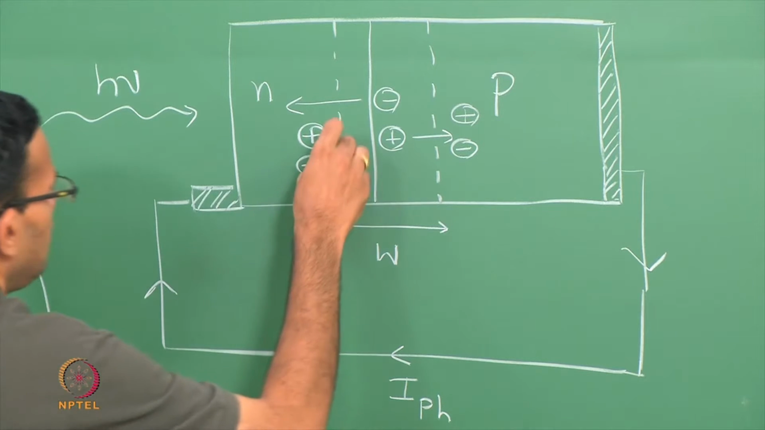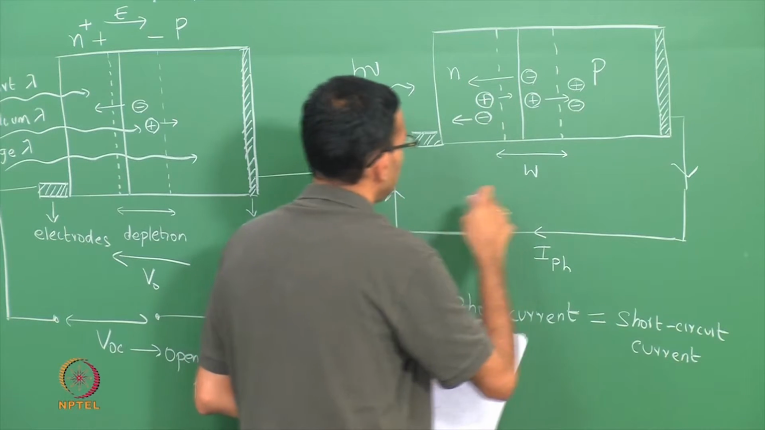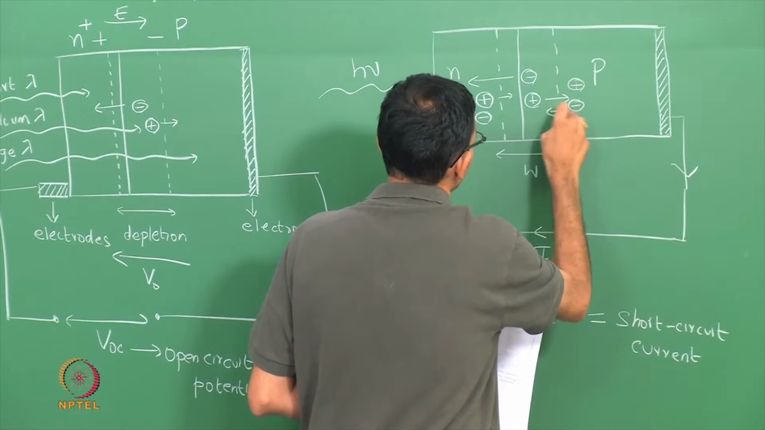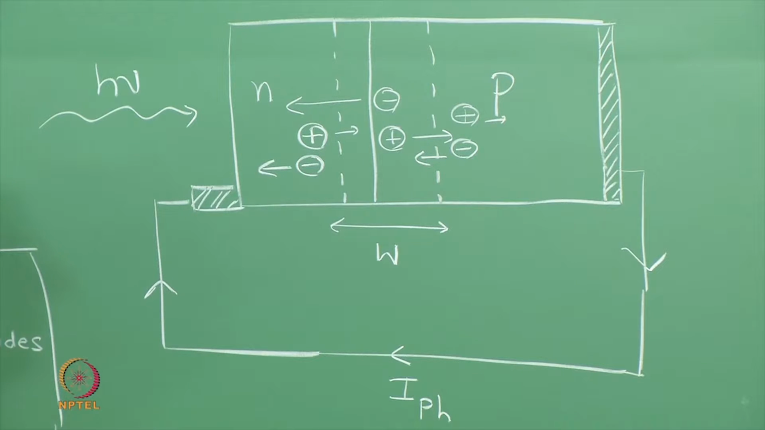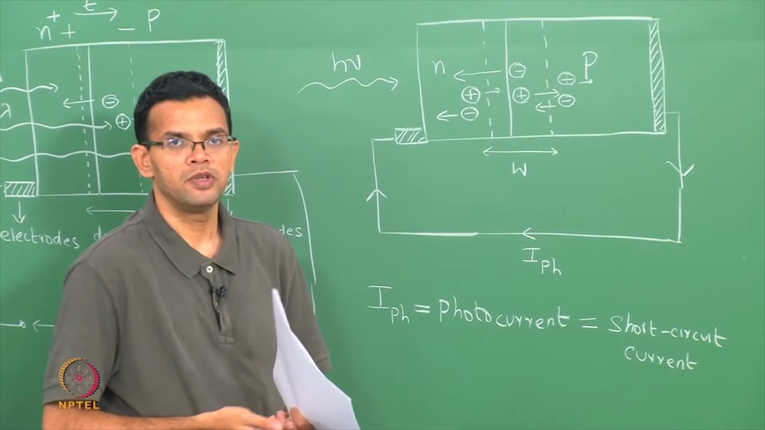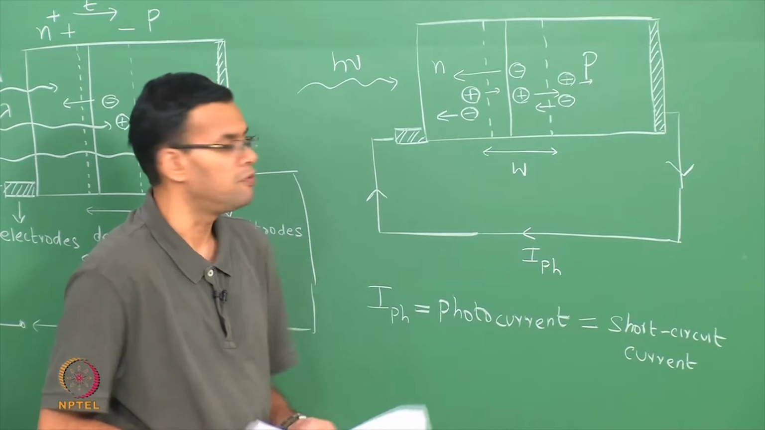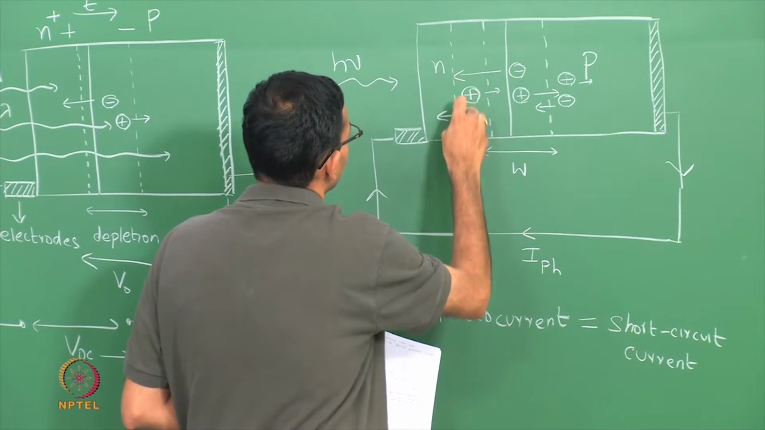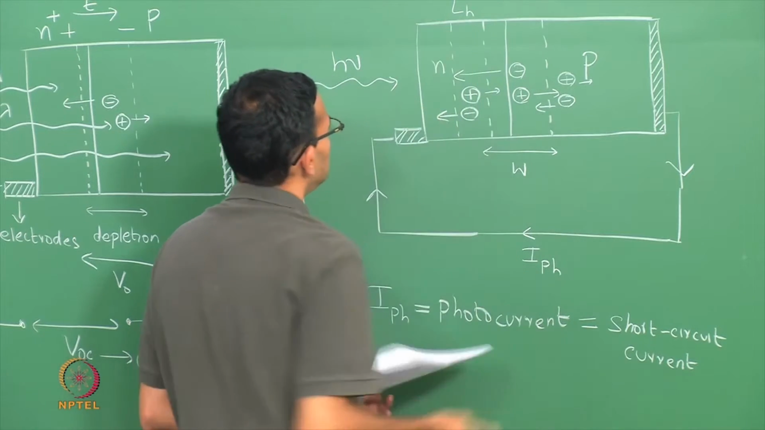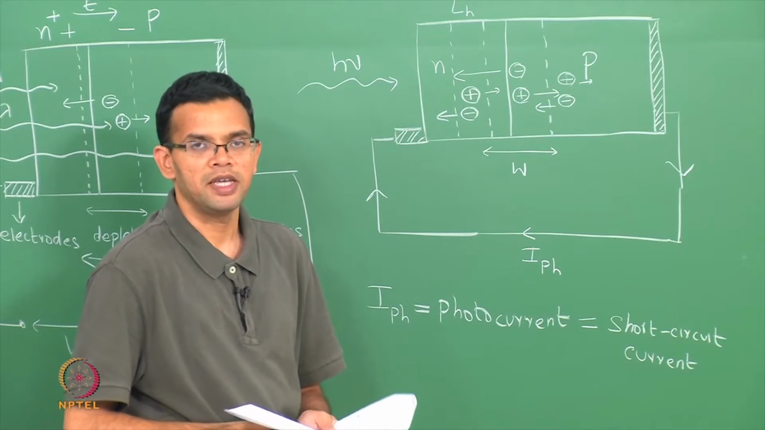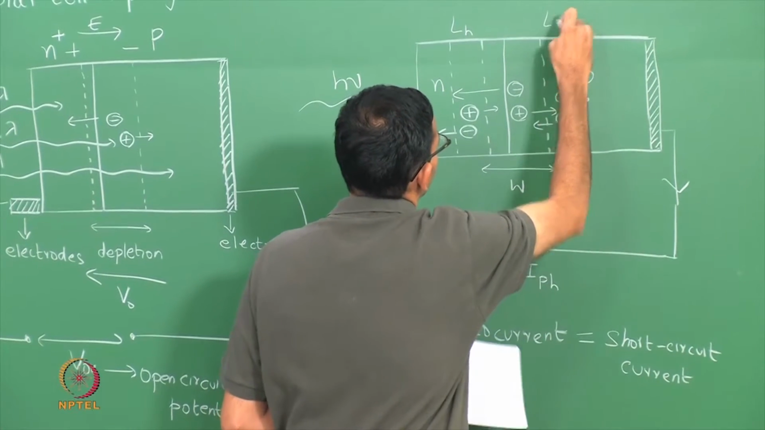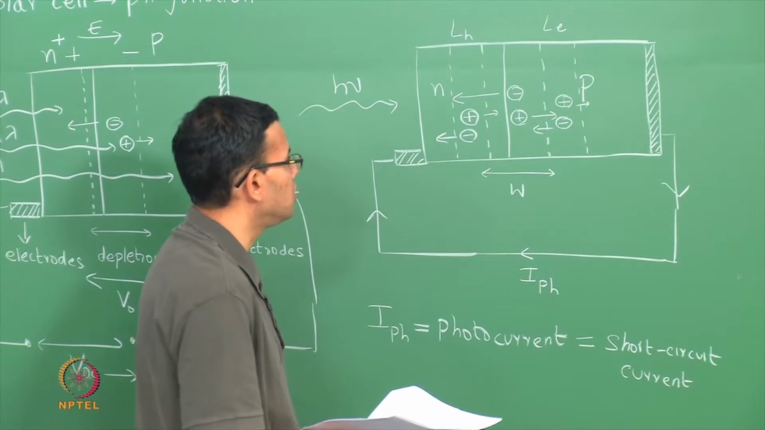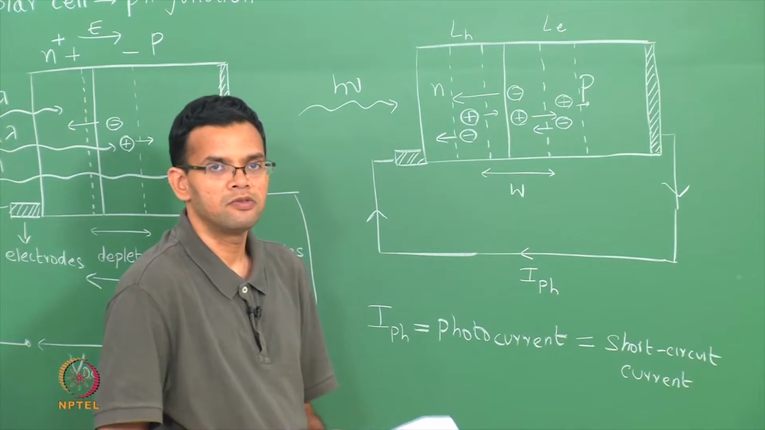Once again you can see that the holes will get accelerated towards the P side and the electrons get accelerated towards the N side. But these electrons and holes are essentially minority carriers, so they can only diffuse within a region defined by the diffusion length. LH is the diffusion length of the holes, which are the minority carriers on the N side, and LE is the diffusion length of the electrons, which are the minority carriers from the P side.